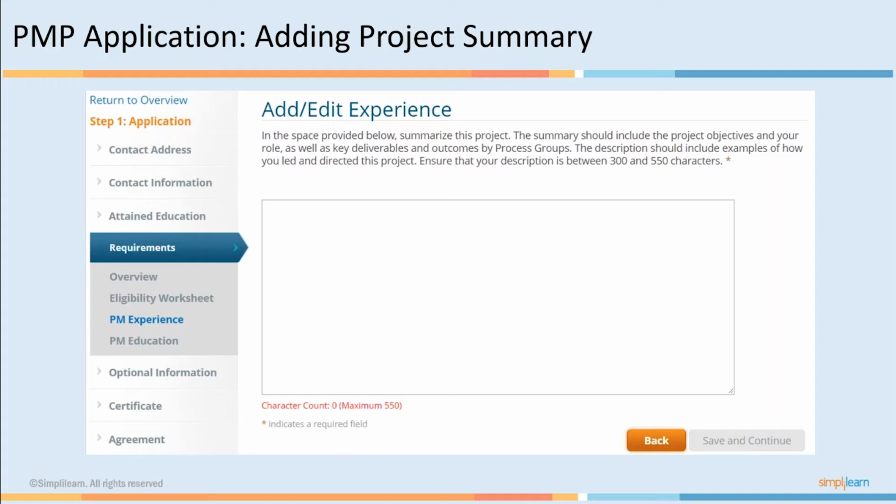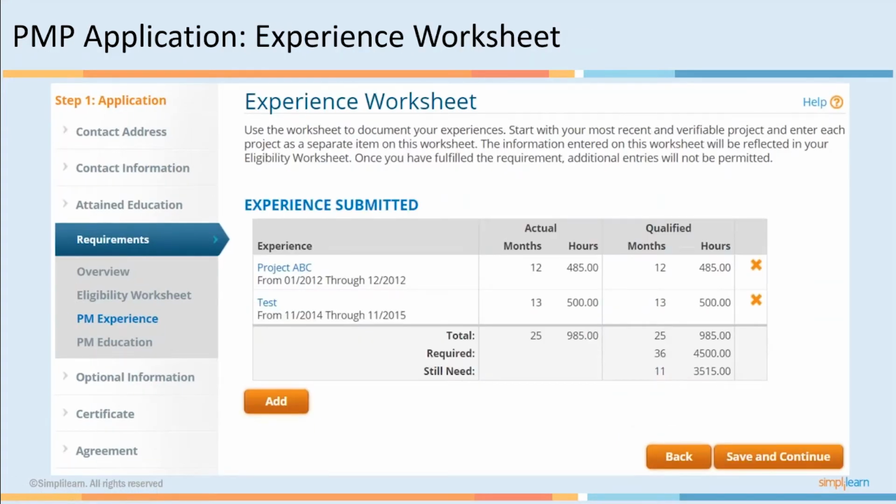Okay. So after you have filled up your experience, you start adding your project here. So this is how your experience worksheet is going to look like. You keep on adding projects and PMI.